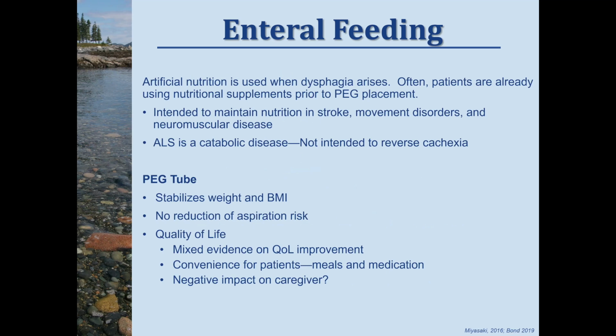So looking more closely at the PEG tube, we'll often use that artificial nutrition when dysphagia arises. It's a lot of the same thing we talked about on that last slide, with stroke and movement disorders. Specifically in ALS, enteral feeding is really more to maintain and stabilize. It's not intended to reverse that cachexia. So any amount of nutrition that we put in, we're still going to see that weight loss over time with ALS.